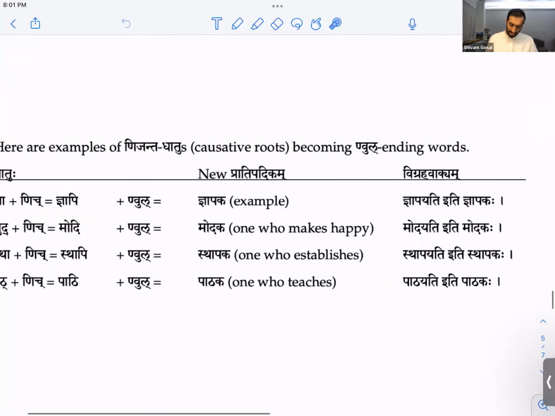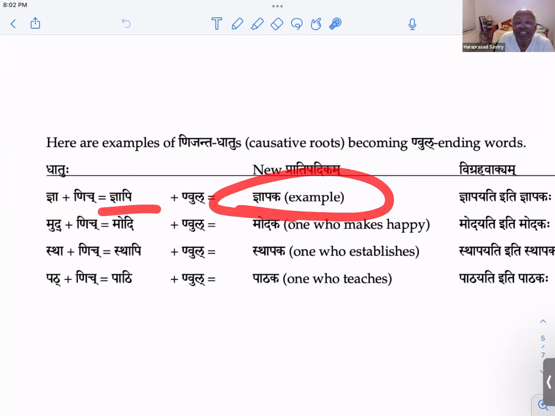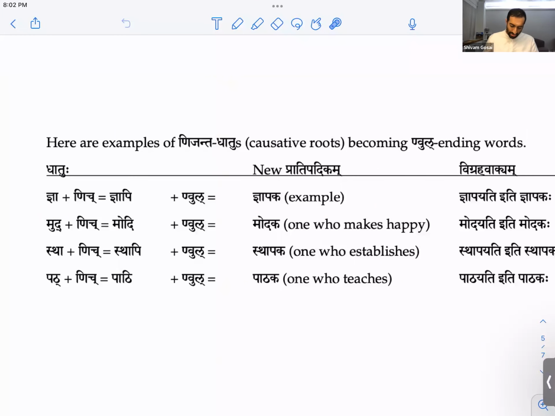Oh, here's some nijanta. I realized this was there also. But you see this, nya plus nich, and then nvul. So you can do this also, nyapaka. So nya plus nich becomes nyapi. Nyapi plus nvul becomes nyapaka. So this happens.